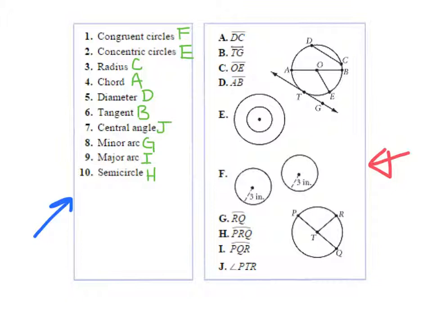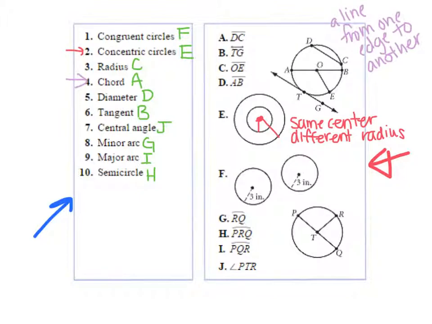I'm going to go over a few of them. The first is concentric circles, and that's E. They are two circles that have the same center, but different radii. The next one I'd like to go over is number 4, a chord. It's a line that goes from one edge to another in a circle. So that would be A.